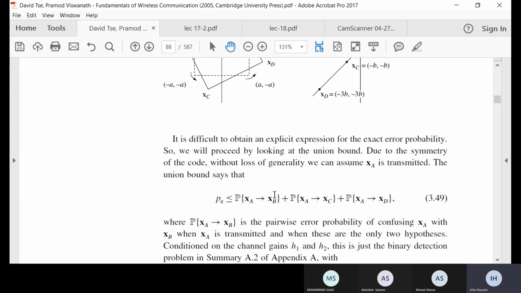The union bound says that the total will be less than the sum of individual probabilities of confusion between the two vectors XA and XB. So XA arrow XB means it is the error probability of confusing XA with XB when XA was transmitted.